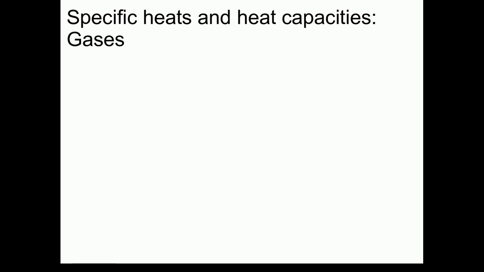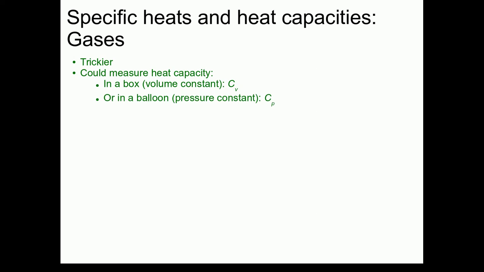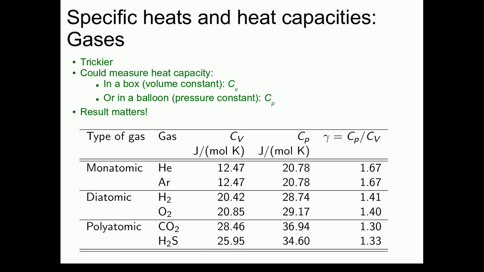Moving on to gases, however, things get a little bit trickier, because it turns out that we could measure the specific heat of a gas in one of two ways. We could either measure it in a box, which means the volume is constant, in which case we specify it C sub V, or we could measure it in a balloon, in which case the pressure is constant. We call that C sub P. The result does matter. You get different results whether you measure things in terms of constant volume or in terms of constant pressure. Here's a table for these heat capacities for different gases.